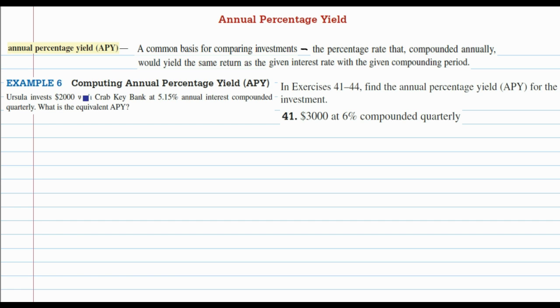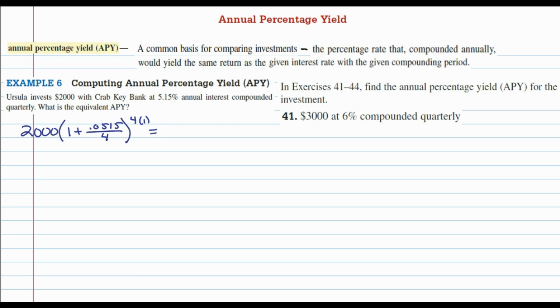Ursula invests $2,000 with Crab Key Bank at 5.15% annual interest compounded quarterly. So Ursula's situation is that she takes her $2,000 and puts it into an account that gives her 5.15% interest quarterly for, we're going to say, 1 year. We want to know what is the equivalent APY.